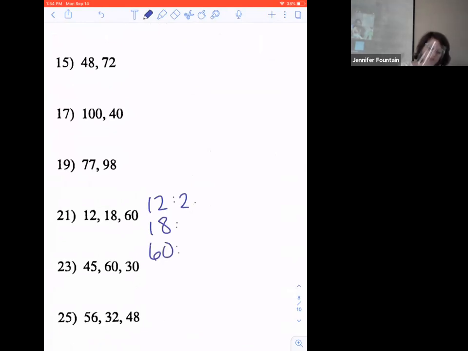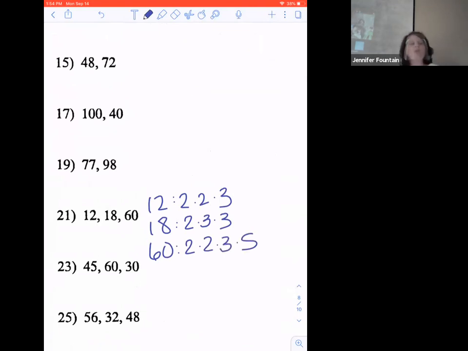12 is going to be 2 times 6. 6 will be 2 times 3. 18 will be 2 times 9, and 9 is 3 times 3. 60 will be 2 times 30. 30 is 2 times 15. 15 is 3 times 5.